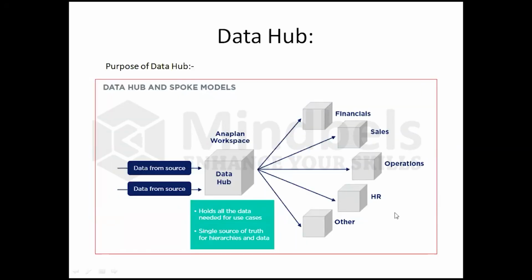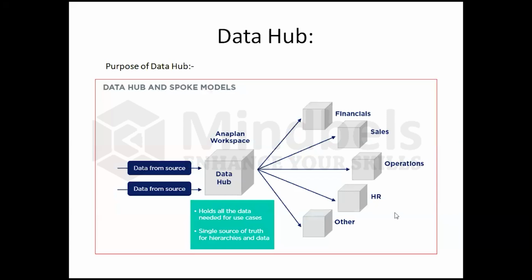Right, definitely. So data hub is nothing but one of the Anaplan models. You will see in this picture there is one data hub, and then there are financial, sales, operation, HR, and other. What are these? These are all other models. Financial, sales, operation, HR, and other, and data hub is only one.